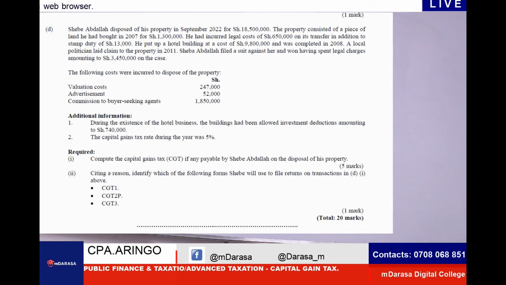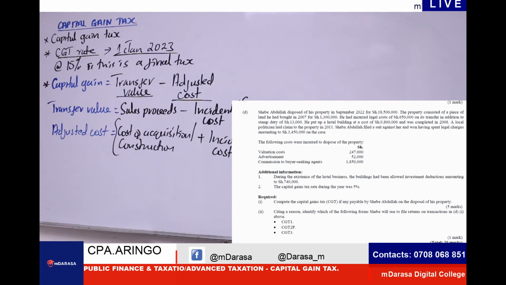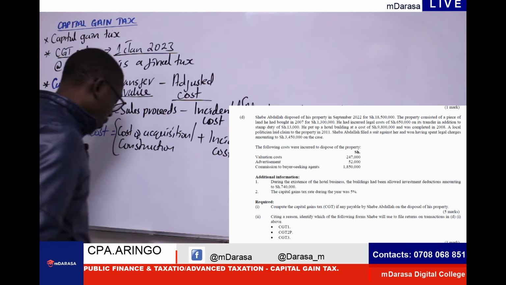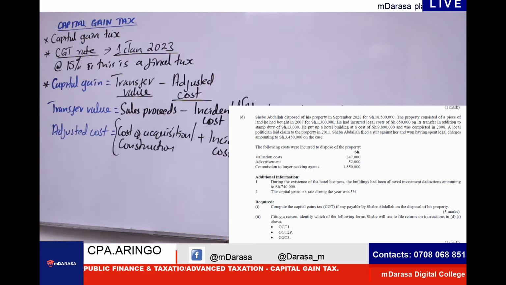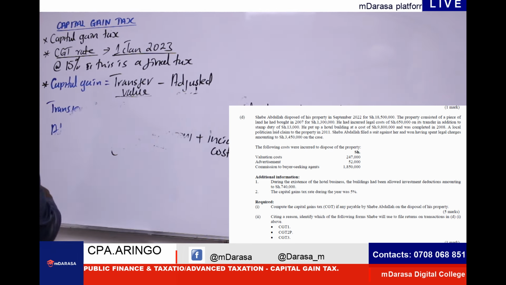So we are asked to compute the capital gain tax, if any, payable by Shebe Abdallah on the disposal of his property. Then, citing a reason, identify which of the following forms Shebe will use to file returns on transaction in D1 above. So, having that case, it will be upon us to determine the capital gain tax. First of all, it will be upon us to, number one, find out our capital gain. After we determine our capital gain, you can go ahead and, of course, determine the component of tax on that item. So this is what we should do. Allow us to erase this point.